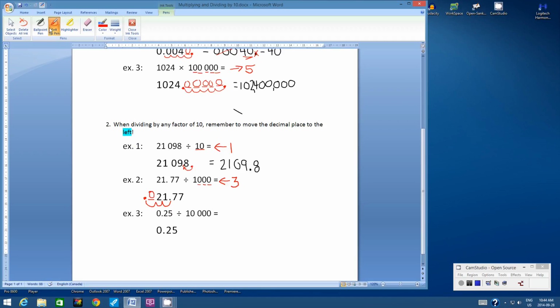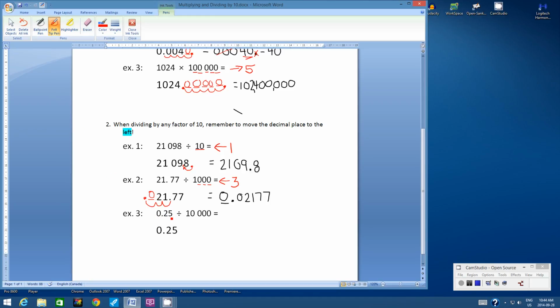Okay, so let's write our answer. We have the decimal place, 02177. Now, whenever we have a decimal and there is no number in the ones column, we must fill this place value with a 0. So we have an answer of 0.02177.